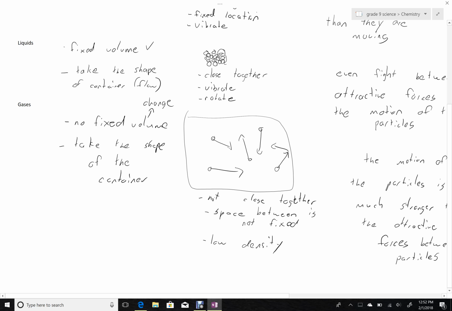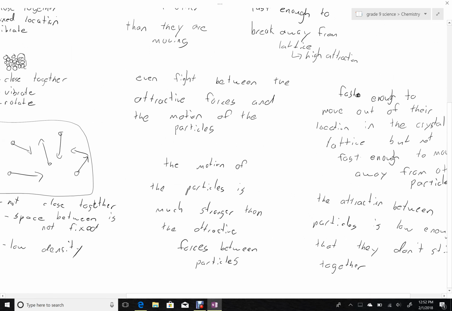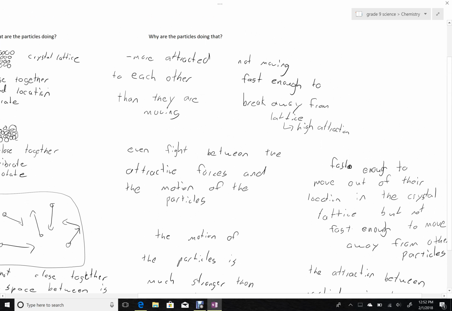And gases, the particles don't even stick together at all. They fly about. Maybe the whole room is the container, and they spread out. They have very low densities, but also they have no fixed density because the gas will take on whatever volume is available to it. And it all has to do with whether the attractive forces between those particles are large enough to keep them clumped together, or whether their motion is strong enough to allow those particles to break free of the other particles and fly around the room.